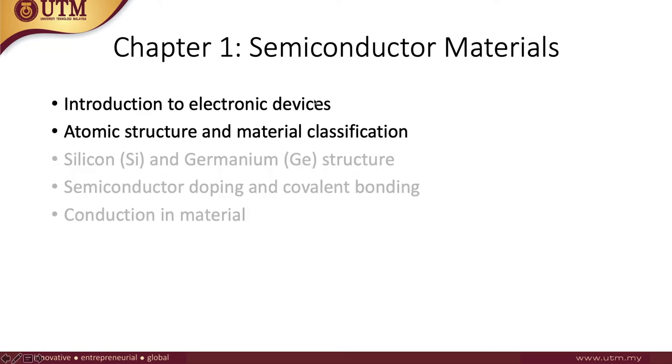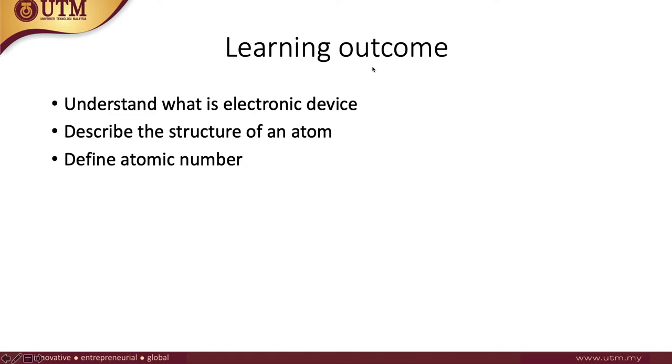So today we will learn about only these 2 topics: introduction to electronic devices, and atomic structure and material classifications. Okay, what is the learning outcome from this topic? You will understand more about what an electronic device is. You will be able to describe the structure of an atom, and you should be able to define what atomic number is, right?